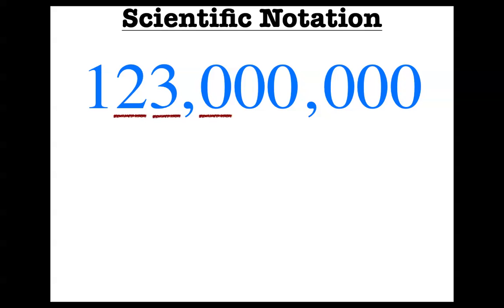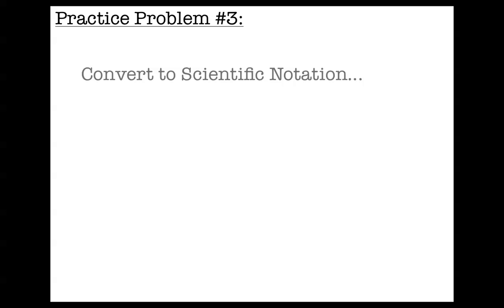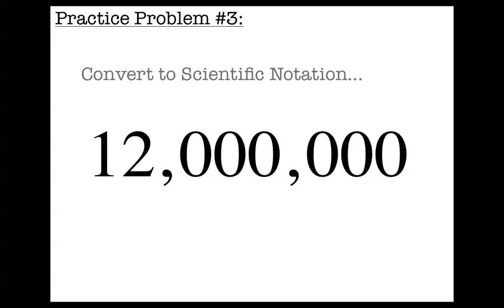Here's 123 million. We're going to count the other way this time. It doesn't really matter which direction you start with. There's 8 spots there. We're going to put the decimal between the 1 and the 2, so there's only 1 digit in the front, and we're going to make it 10 to the what? 10 to the 8th, because we counted 8 spots. Not bad, huh? Okay, so try it now. Convert this number to scientific notation.